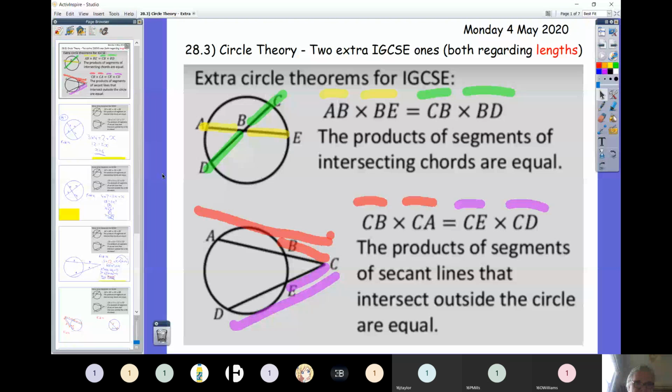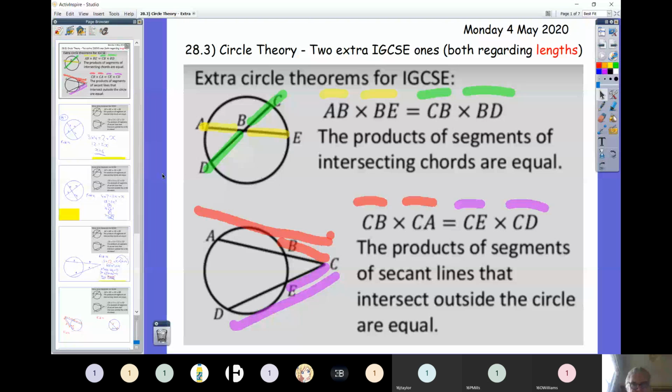Now, both of these are nothing to do with angles. Remember, all those circle theories that you practiced last week were all to do with angles. These two are all to do with lengths. So there are two separate rules. This is the first one.